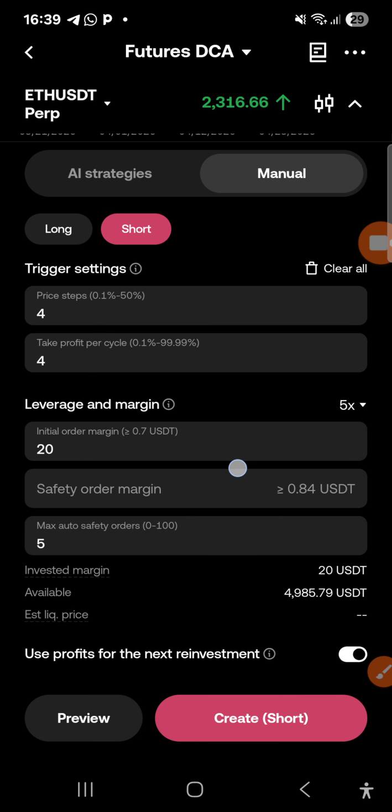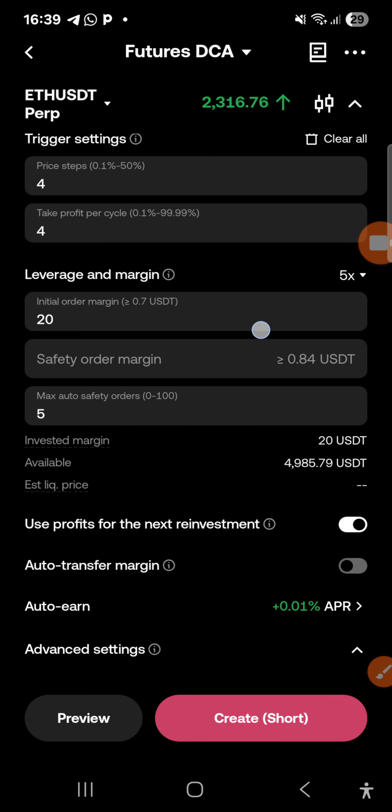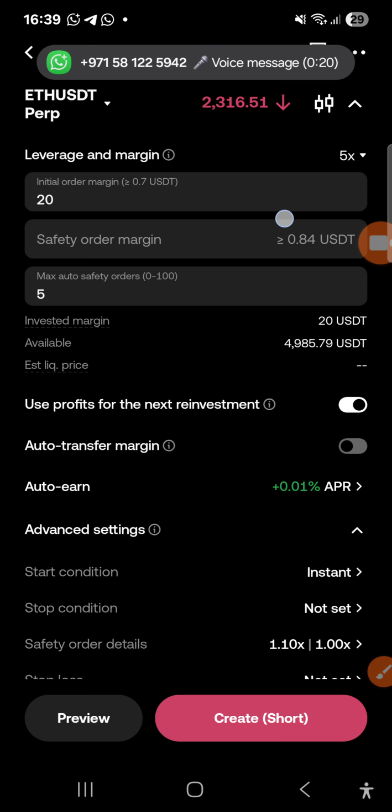Okay, now we have here, for example, safety order margin. I explained it. Now invested margin available is here. Here, all of it is about what you have set inside the robot. Whichever you set, or whichever you have set previously, is going to reflect here. It is going to be calculated by the robot and set here according to your capital.